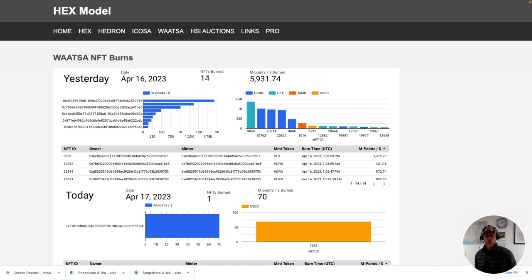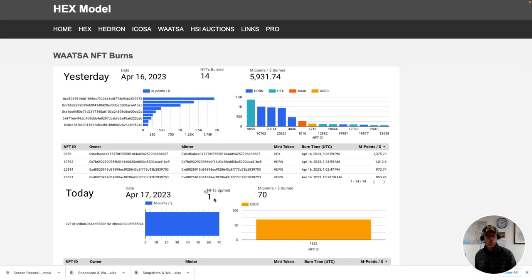14 were burned. I'm really astounded at the burn rate, but I like it. Everybody that holds Watsas likes it. And then today there has been one. And then he breaks it down. You can see how many dollars or M points. Every M point is equal to a dollar, is how it works with the Watsas. And you can see the value of that NFT that was burned. So there were some pretty sizable Watsas burned yesterday.